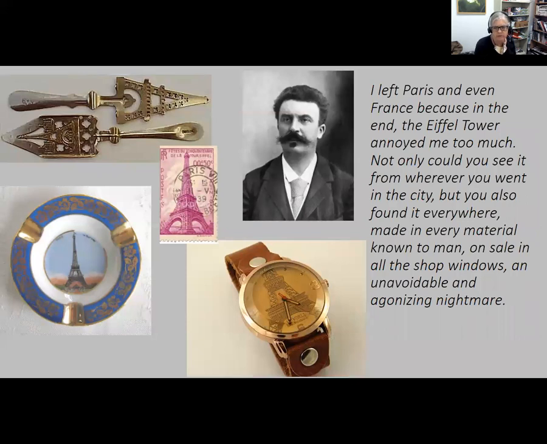One really famous writer, Guy de Maupassant, ate lunch every day in the restaurant, or I guess every day that the elevator worked. The reason he did is so that when he looked out on Paris, he didn't see the Eiffel Tower. He said, it's kind of funny, stuff annoys me, but not enough to leave town. I left Paris and even France because in the end, the Eiffel Tower annoyed me too much.